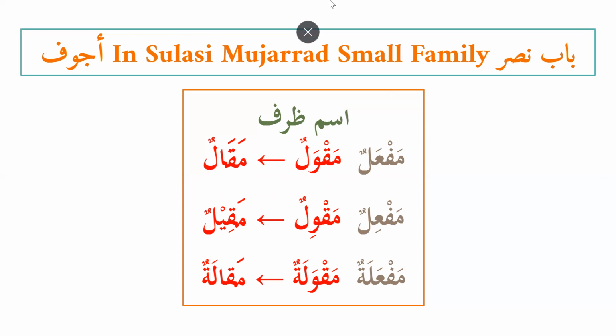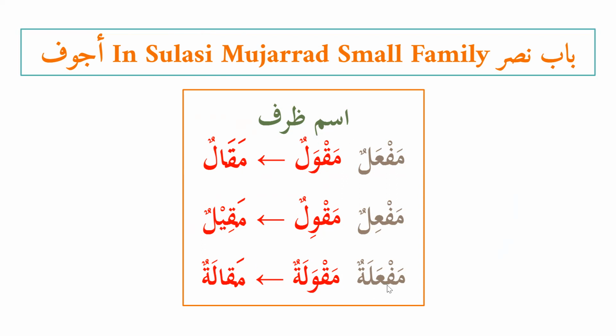So the ism zarf for qala yaqulu, for Sulasi Mujarrad, is maqalun, on the pattern of maf'alun. And on the pattern of maf'ilun, it becomes maqilun. The waw is dropped and the kasra goes to the fa letter, and because the kasra is there, we add a ya over here. So on the pattern of maf'ilun, qala yaqulu has an ism zarf of maqilun.